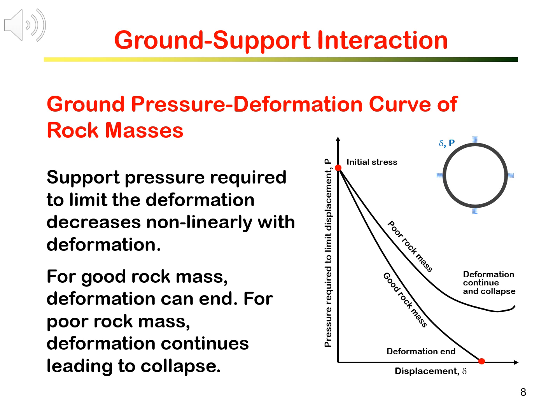For jointed and discontinuous rock mass, as we learned in rock mechanics, the stress-strain relation for jointed rock mass is no longer linear. Therefore, the ground pressure deformation curve is not linear. That is, as shown by the figures on the right, the support pressure required to limit the deformation decreases with the deformation non-linearly.